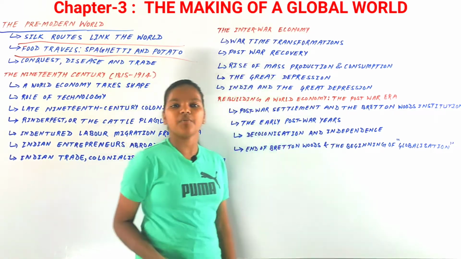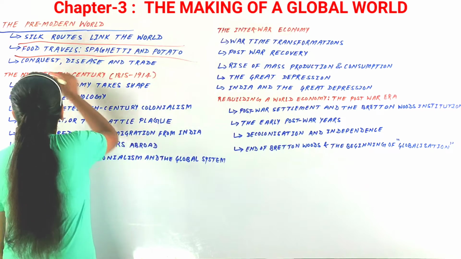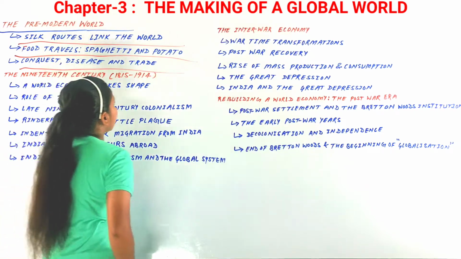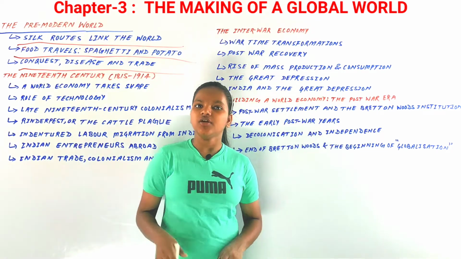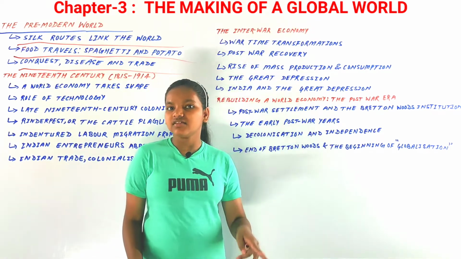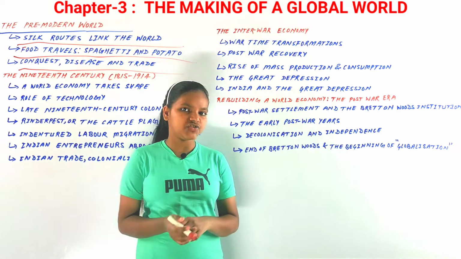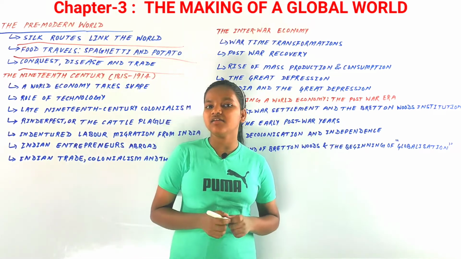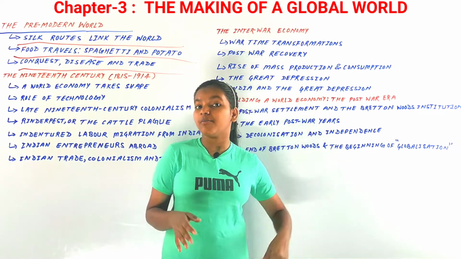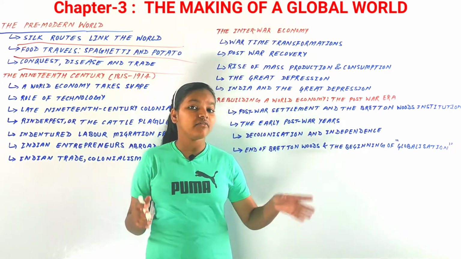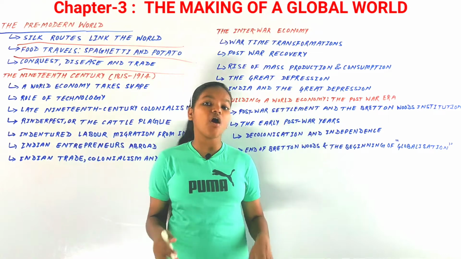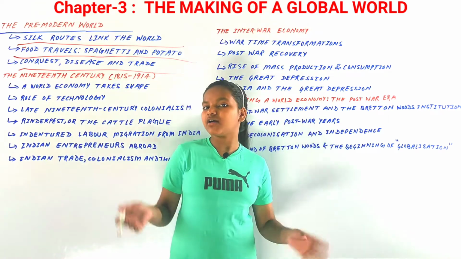Now our next subtopic is conquest, disease and trade. These three things were interconnected to each other. You could say that these were all the means by which Europe became very rich, and that was the main reason for the conquest of America as well.